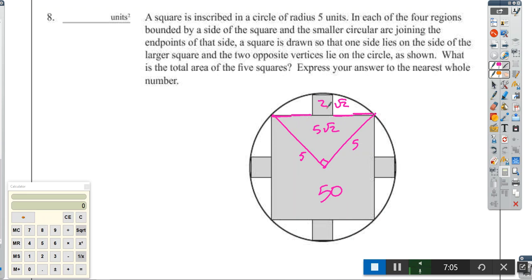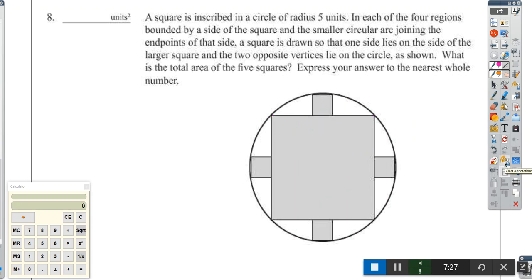Root 2 squared is 2. 2 plus 2 plus 2 plus 2 is 8. So the answer is 58. Now, that's not going to really feel good for those of you who are really wanting a good explanation. So here we go with the good explanation. Remember, this is 50. We'll add that in the end.